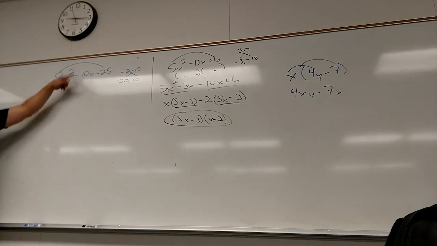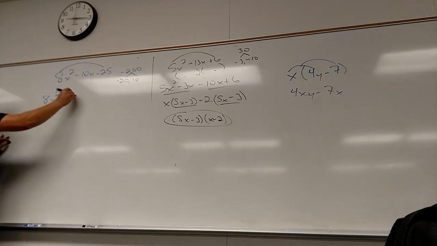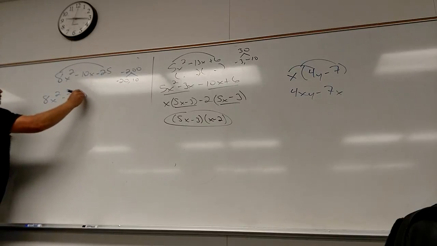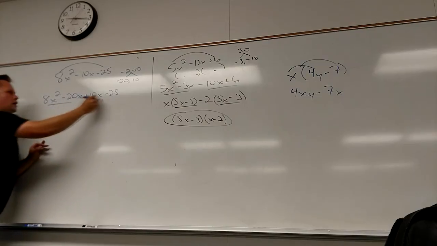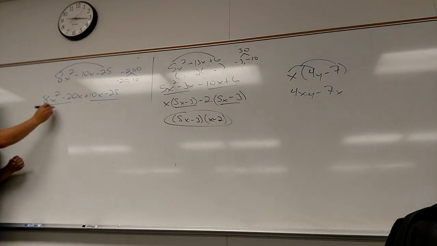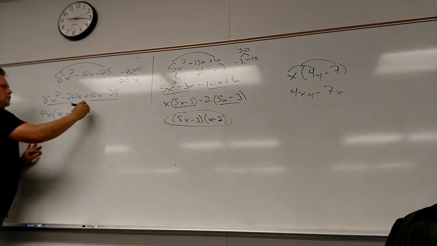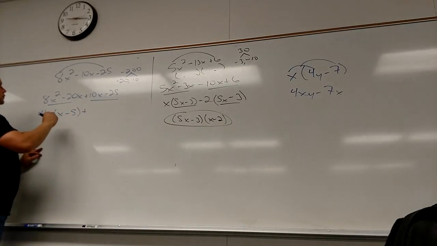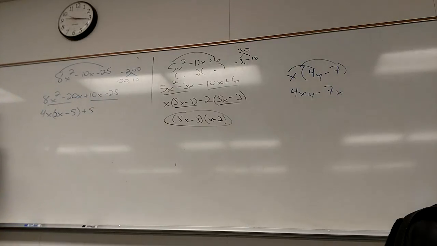And then I just split up the middle term. Right? So 8x squared minus 20x plus 10x minus 25. Group it: 4x times x minus 5 plus, whoa, what did I do wrong? Oh, 2x plus, oh, real quick, I love that.